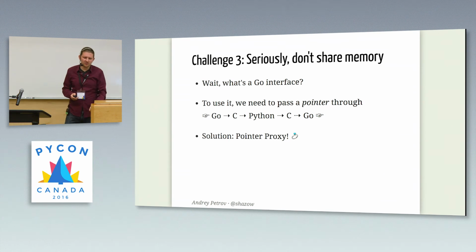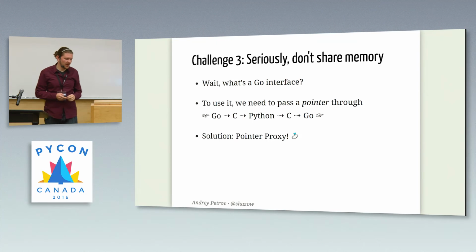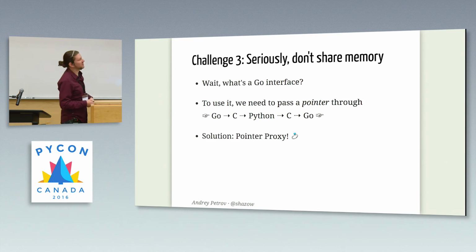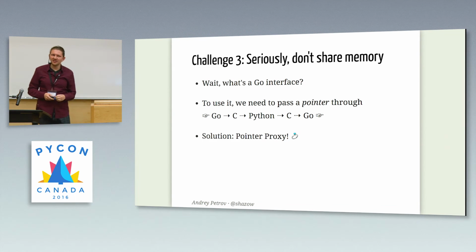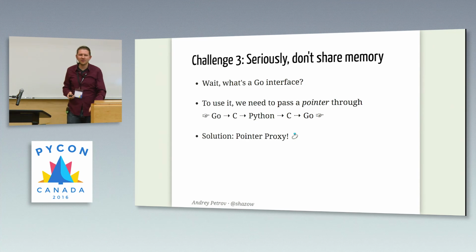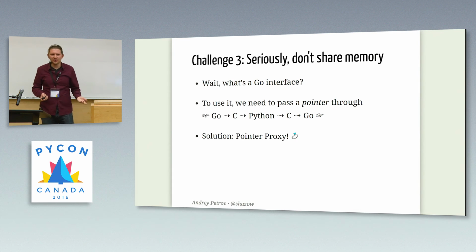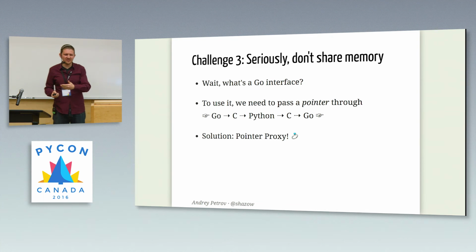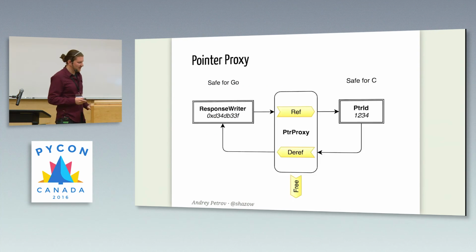So the trick is we use something called a pointer proxy. I don't know if this actually has a name, but it's something that everyone kind of runs into. It's like, wait, I have to go across runtimes, and I can't share memory, but I have to send a reference in all the way through and back. What do I do? And this is kind of the solution that everyone seems to have landed on. I'm not sure there's another solution that works. But this is what it looks like.